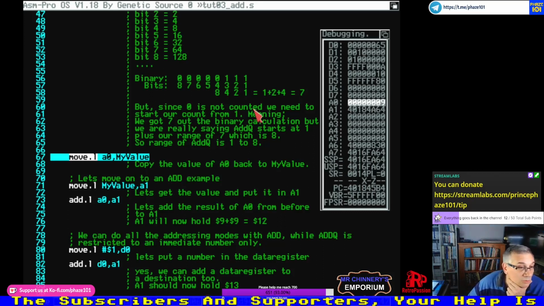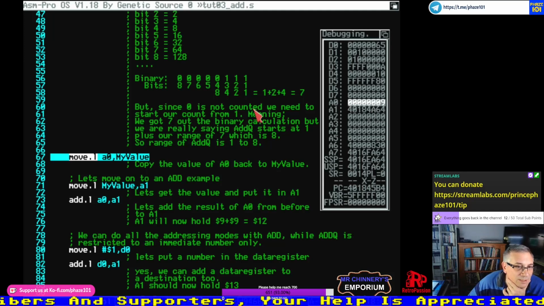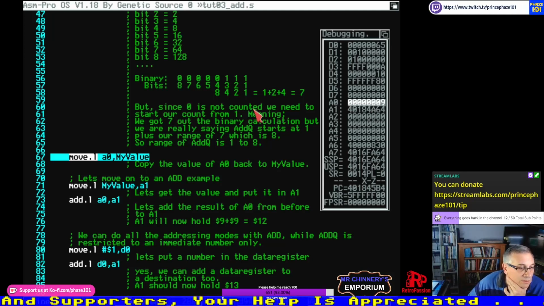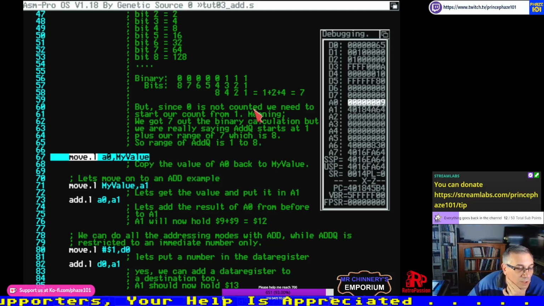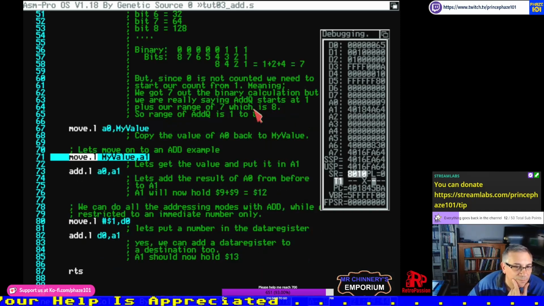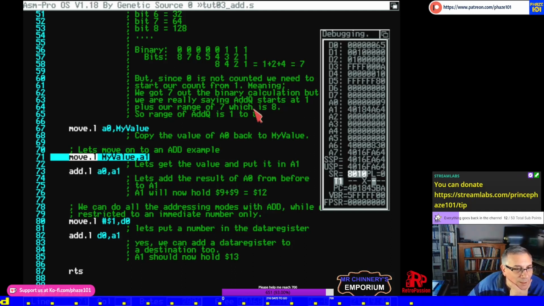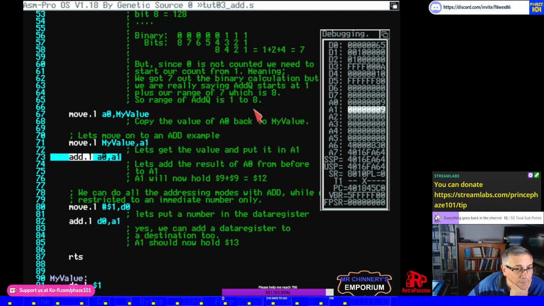Now we're going to do a move of A0, what we have in A0, which is the 9, into my value. So now our variable, we're going to move 9. Now move.long my value into A1. And you can see we still got 9. So we got the contents of my value into A1.